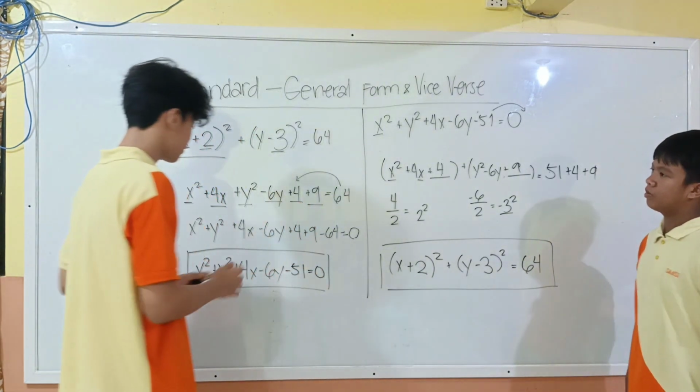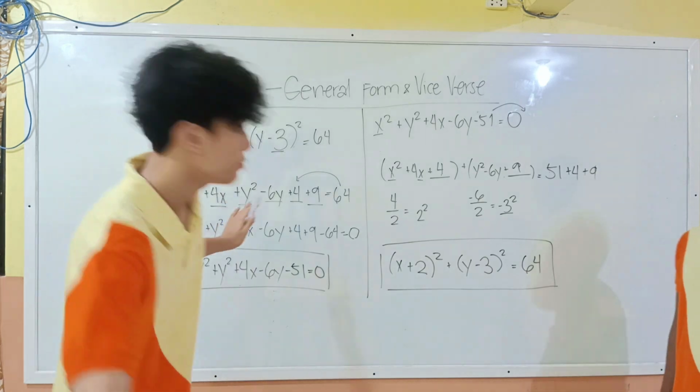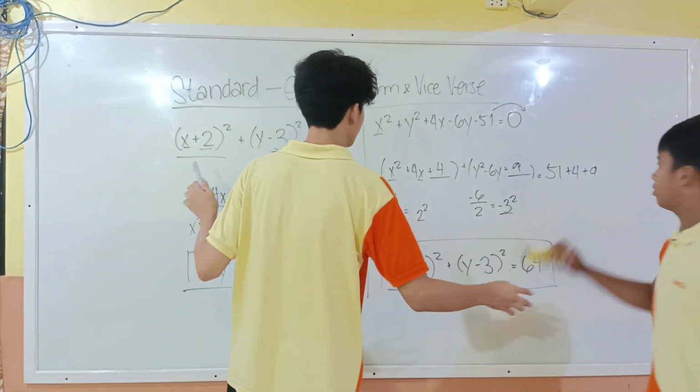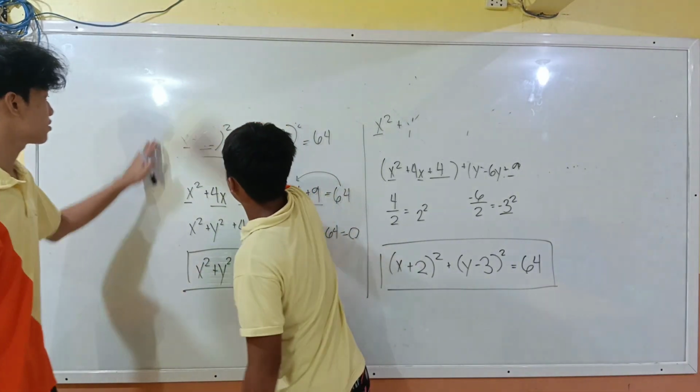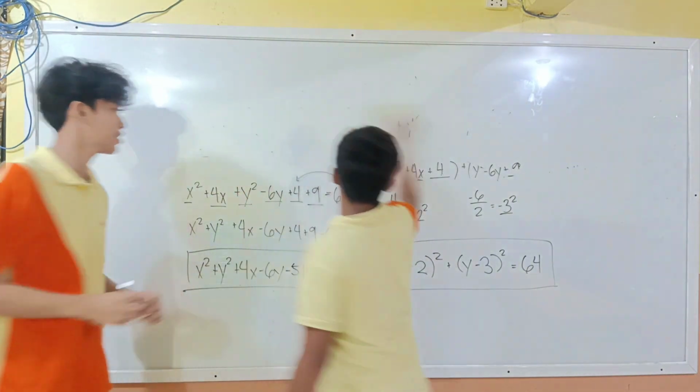Now we're gonna graph this example. So I'll ask Audrey to erase. Wag pa. Sige, erase mo. Erase mo na.